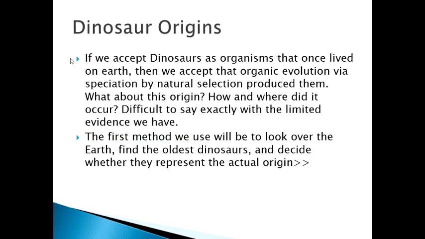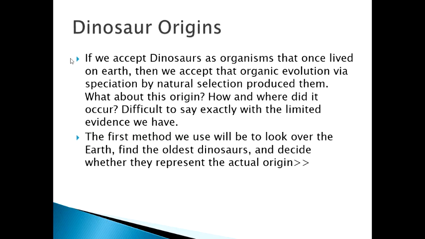Where did they start? So we know that they once lived on Earth. We know that they evolved via natural selection, etc. Where did it, where is it? So the first method we use to find the oldest dinosaurs is simply to go to the oldest rocks. Remember that geologic time scale. We need to go to Triassic aged rocks around the globe and start looking.